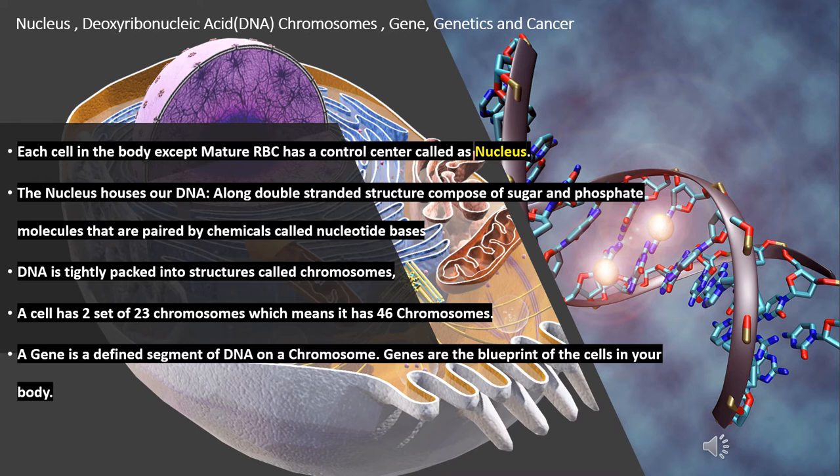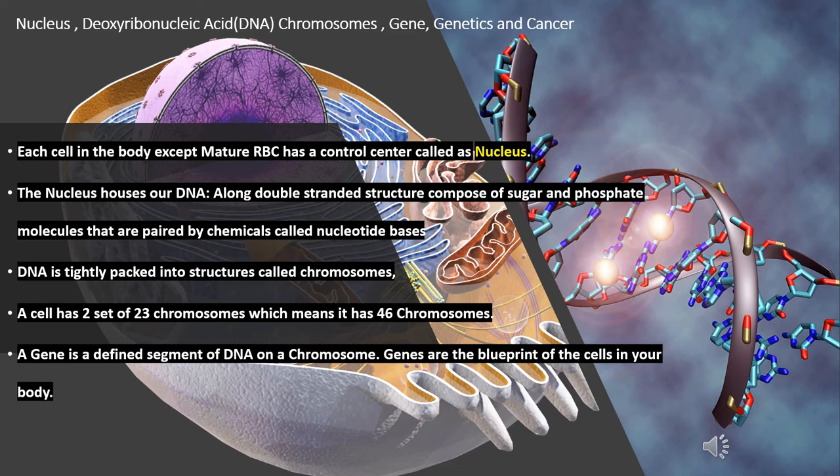Genetics. Like I said, each cell in the body, except for the mature red blood cells, has a control center. This is called the nucleus. The nucleus houses your DNA, a long double-stranded structure composed of sugar and phosphate molecules that are joined together by paired chemicals called nucleotide bases. DNA is tightly packed into structures called chromosomes. There are two sets of 23 chromosomes in a cell nucleus, which makes a total of 46 chromosomes. One set comes from each parent.